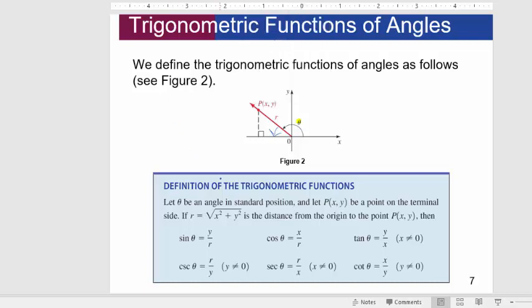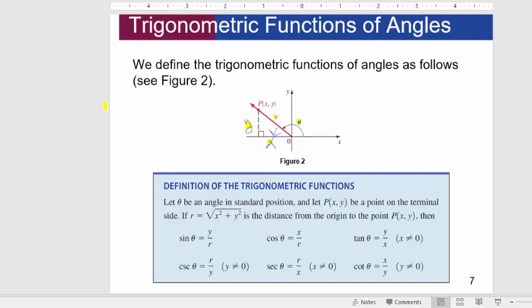It doesn't matter though. The sine of theta here is still going to be equivalent to this value here, which is our y value, divided by this value here, which is our r value. The sine is still going to be y over r. The cosine is still going to be x over r. The tangent is still going to be y over x.